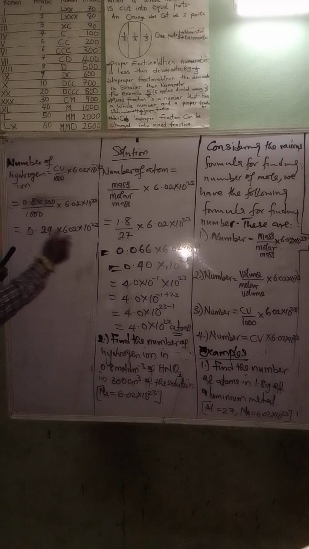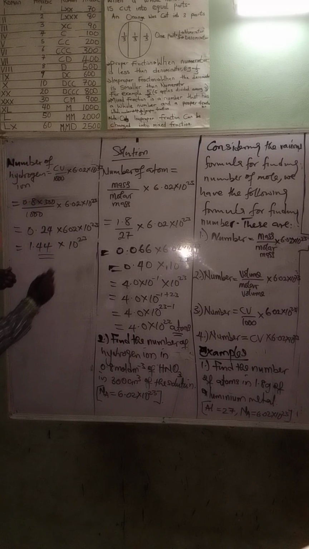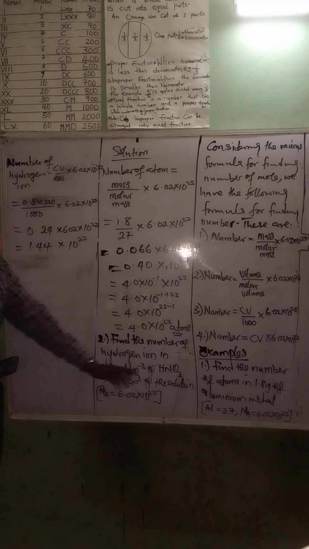So let's multiply this. We have this one times 6.02. Our answer here is 1.44, times 10 to the power 23. It's already in its lowest term. Now, since the basicity of HNO3 is 1, then you leave it like this.